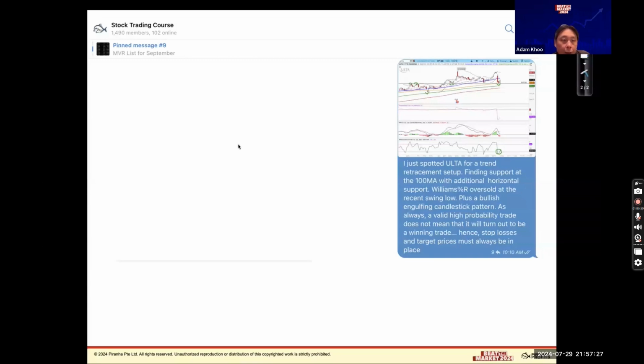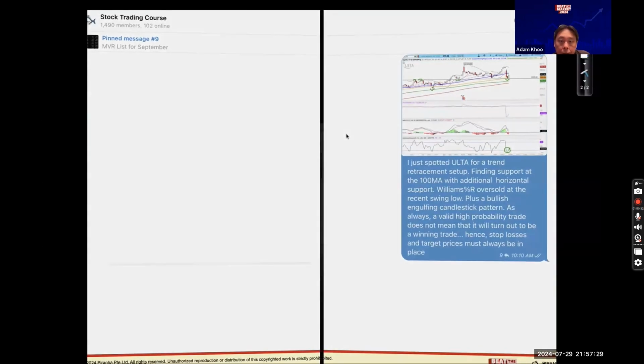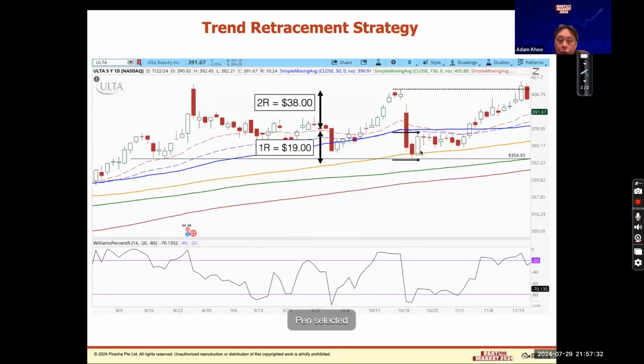So this was shared in my community. And you can see I entered the trade on this day. Okay, it was triggered on this day. And initially the price went down, as you can see, but eventually the price went up and hit the profit target.